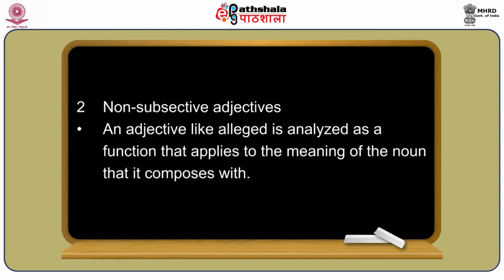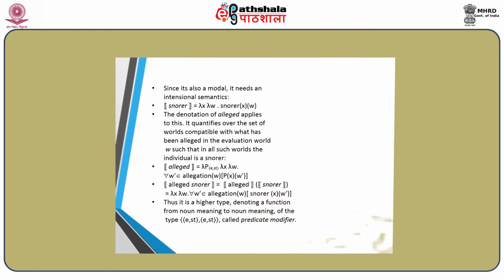What about non-subsective adjectives? An adjective like alleged is analyzed as a function that applies to the meaning of the noun that it composes with. Since it is also a modal, it needs an intensional semantics. This is shown below. The denotation of alleged applies to this. It quantifies over the set of worlds compatible with what has been alleged in the evaluation world w, such that in all such worlds, the individual is a snorer.